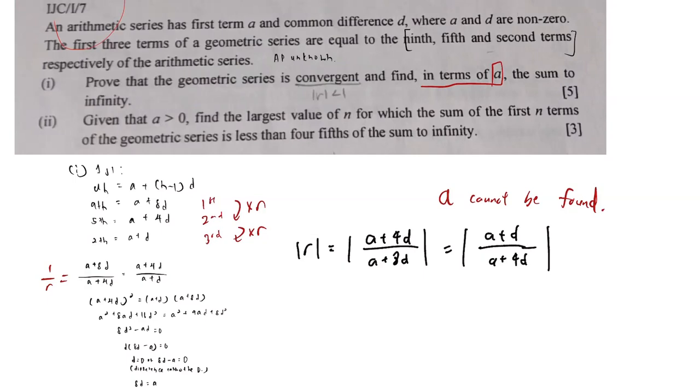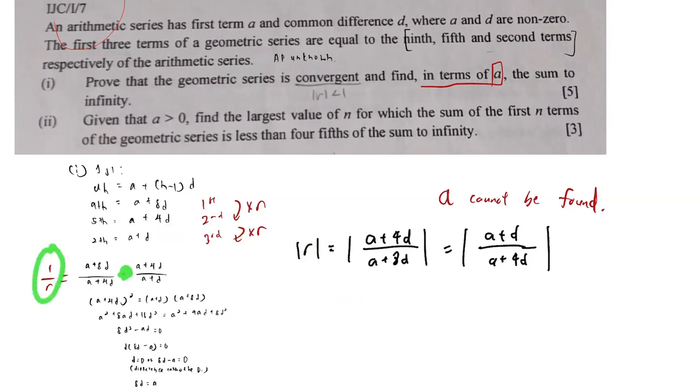Okay? But why? Because it's the first 3 terms, so it must go in order. This is the first term of the geometric series. The 5th term is the second. The 9th term, the second term, is the 3rd term of the geometric series. That's what they mean when they say they are equal. It must be like the 3rd over the 2nd in order for you to form r. But here, since it's just an equal sign, you can equate.